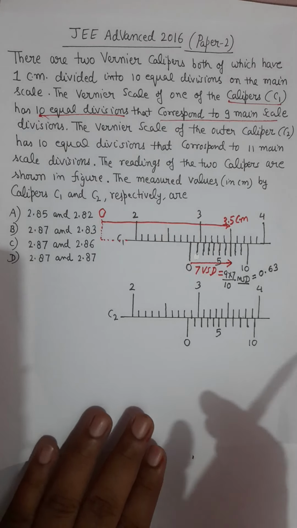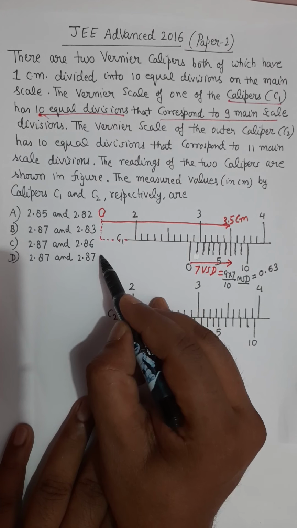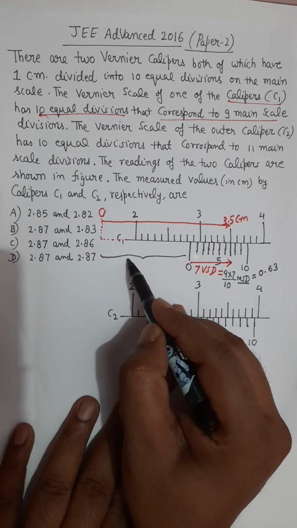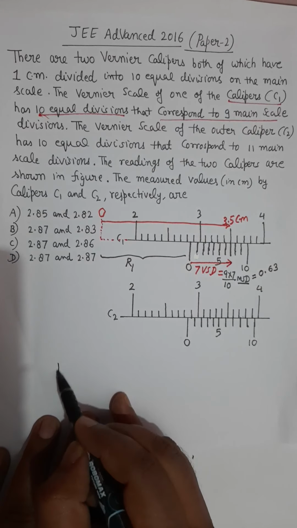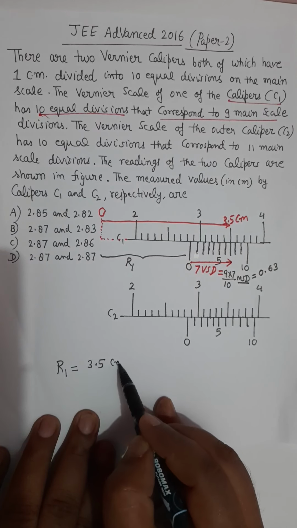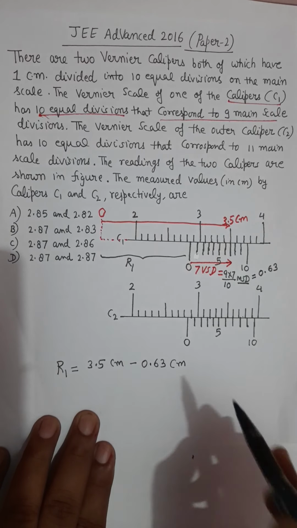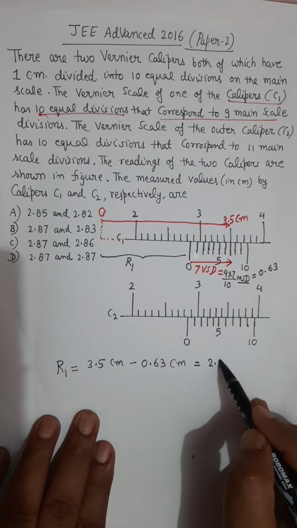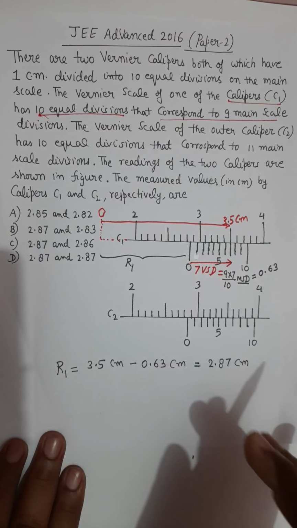Right. Now, as per the fundamental rule, the reading of vernier caliper is the separation between the two zeros. So that's the reading. I will call it R1, reading of 1. So this R1 will be now 3.5 centimeter on the main scale minus 0.63 centimeter on the vernier scale, and I get the answer as 2.87 centimeter for the first caliper.